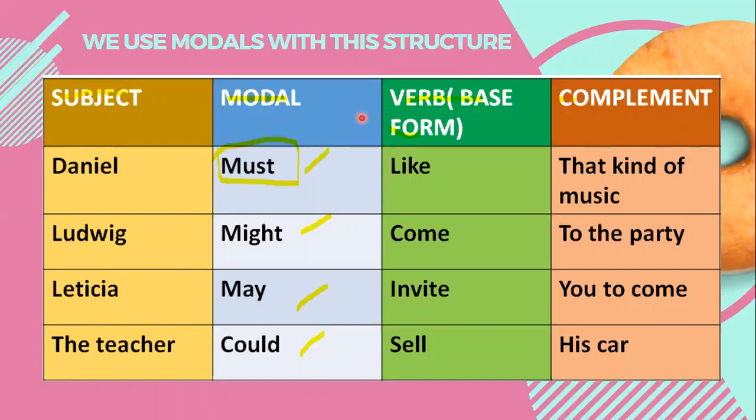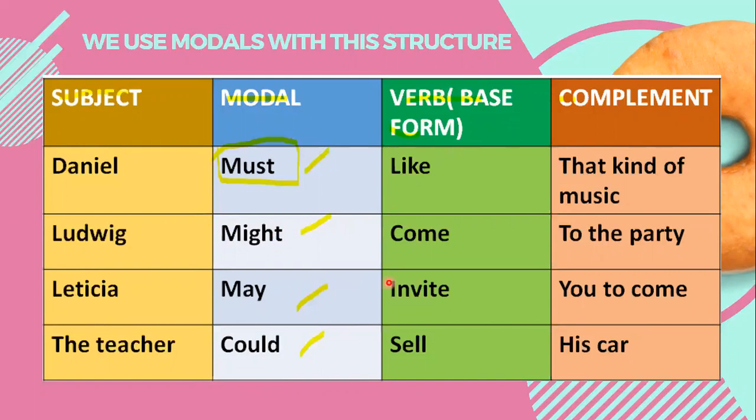When we talk about the modals, there are just four modals that we are going to use. There are more, but we're just going to focus on these four. We have must, might, may, and could. Remember that they have a scale that we're going to see later on in the video.